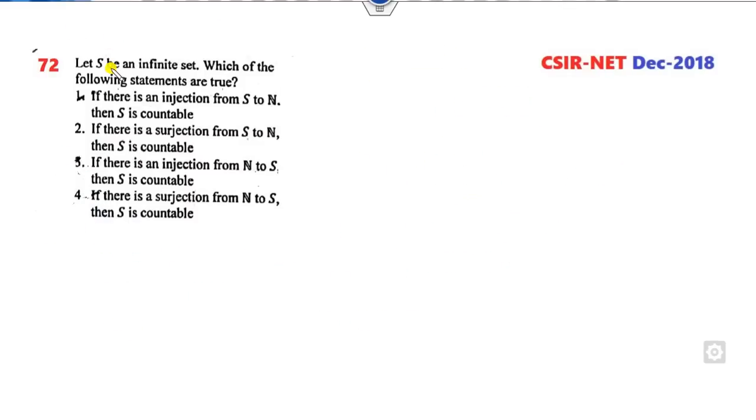Okay, S is my infinite set. Which of the following statements is correct? F is a mapping from S to N, which is one-to-one, given to you. So what is the meaning of that? Whenever it's one-to-one, the cardinality of S is less than or equal to the cardinality of N.